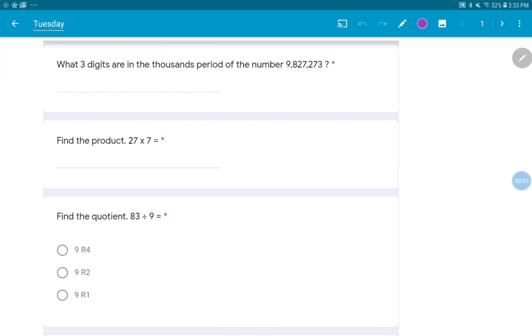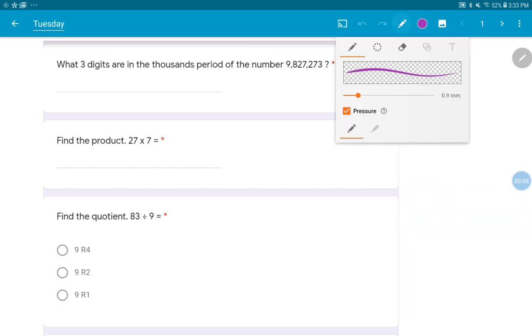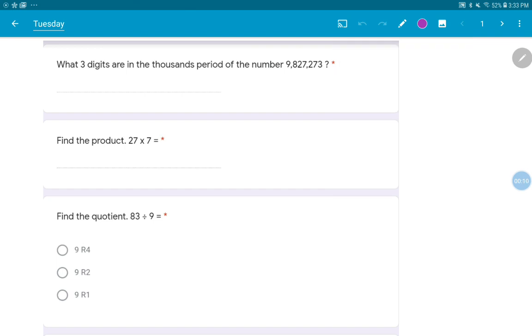Alright, we are going to check Tuesday's daily math. The first question asks you, what 3 digits are in the thousands period of the number 9,827,273? Remember, the period is each group of hundreds, tens, and ones that's separated by commas.